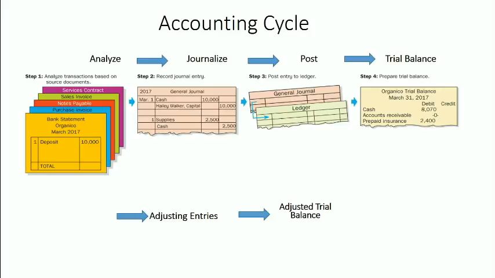Then we sum the total of each account in the ledger and record this as part of the trial balance. The debits should equal the credits on the trial balance. If it does not, then it is an error in our general journal or ledger accounts, which we need to investigate further.